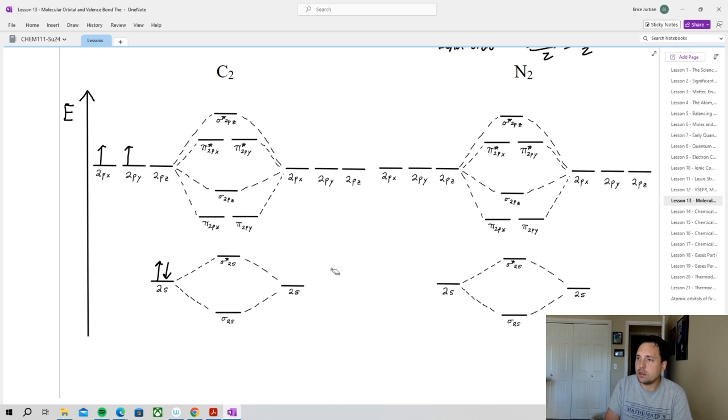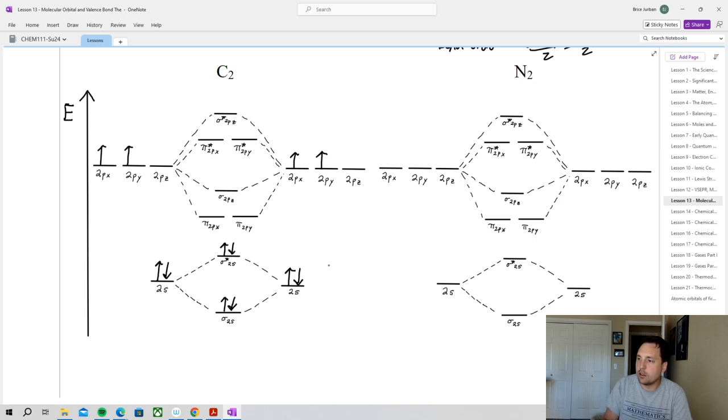And then, because I've already combined these into molecular orbitals, it doesn't really matter at this point where those electrons are. And then the other carbon atom will have 2 electrons spin up over here.